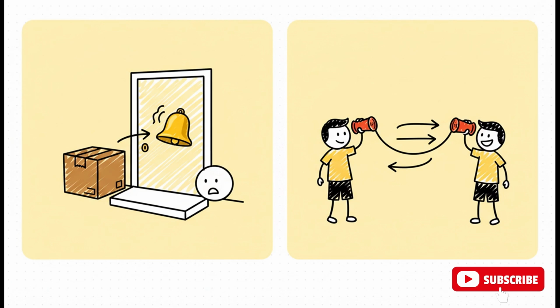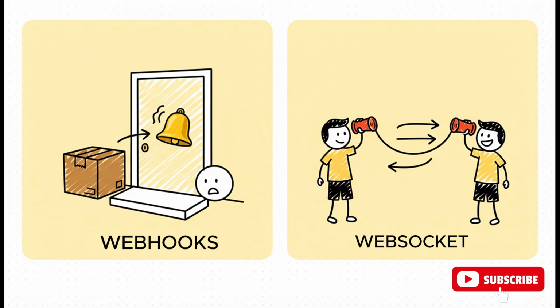So far, we've mostly talked about you asking for data. But what about when the server needs to tell you something in real time? For that, we've got a couple of options. First, there are webhooks. Think of a webhook like a doorbell. You're not constantly asking, is the package here yet? The server just rings the bell when it arrives.